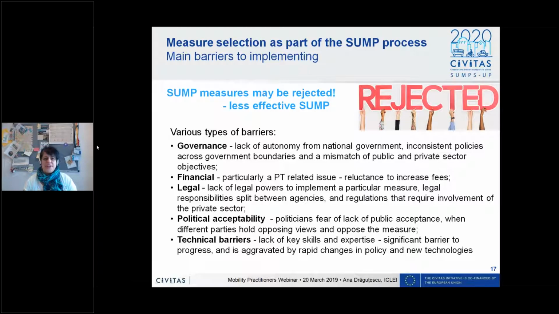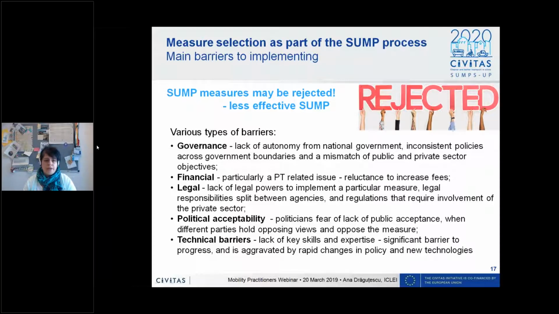Just to move on with our presentation, sometimes the SUMP measures can be rejected. It's very common that these things can happen. Then the SUMP becomes less effective. There are various types of barriers and various types of reasons for this to happen. There are governance barriers, so there's a lack of autonomy from the national government, inconsistent policies across government boundaries, or a mismatch of public and private sector objectives.